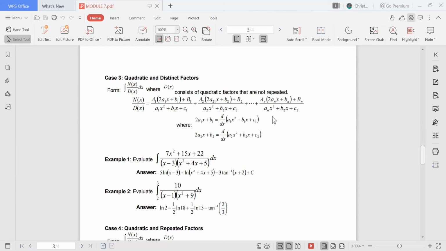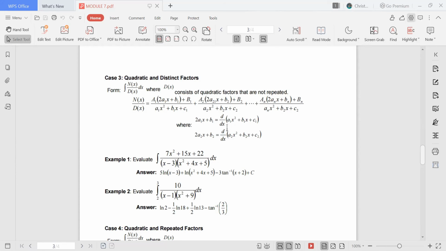Okay, so this will be the form for case 3: A multiplied by 2a sub 1 x plus b sub 1, wherein 2a sub 1 x plus b sub 1 is the derivative of your denominator.